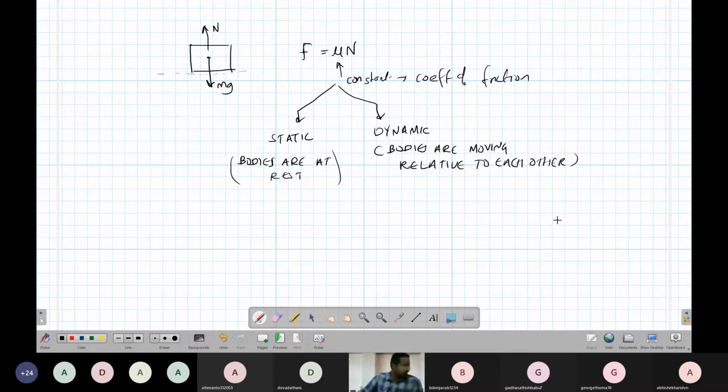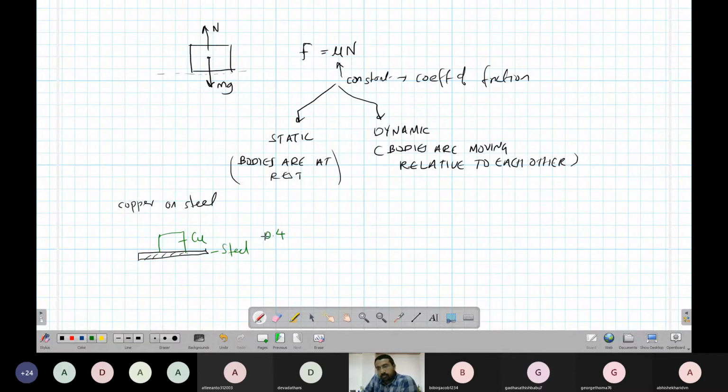Right. So some static friction coefficients are, for example, copper on steel. Let's say one surface is steel, another surface is copper. Steel and copper, it is something around 0.4 coefficient of friction. Then we can say steel on steel is 0.57.